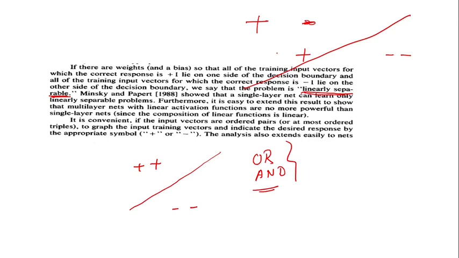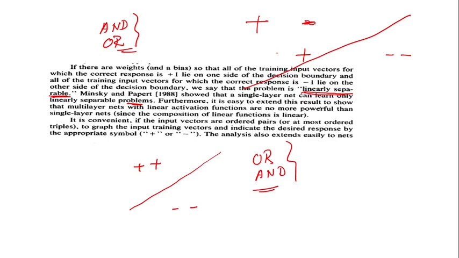Okay, so in 1988, this paper was published by Minsky and Papert. It showed that a single linear net can learn only linearly separable problems. Furthermore, if I give a function which is not linearly separable, it cannot be learned. Functions like AND or OR might be done, but there may be functions which are not linearly separable by a simple neural net.